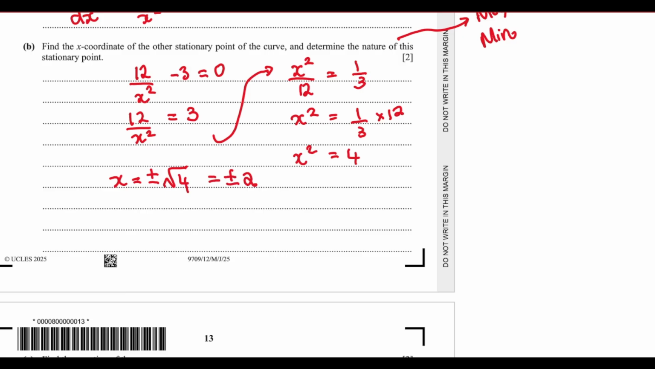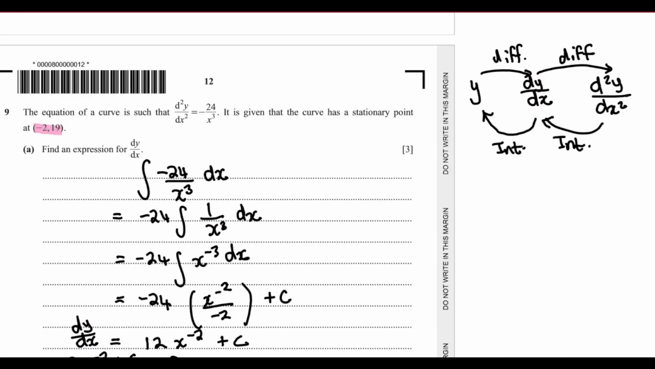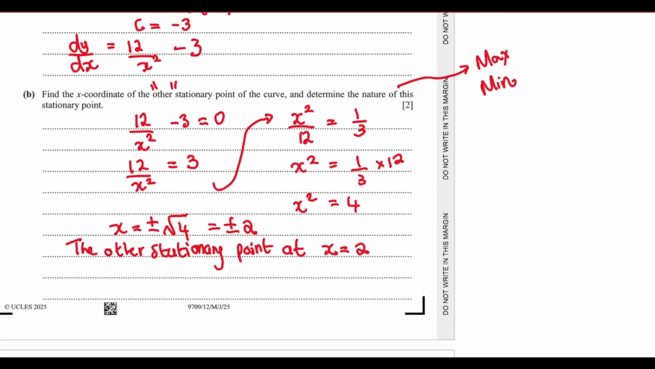Now, which one is the other stationary point? We already have the one for -2. So the other stationary point is at x is equal to +2.